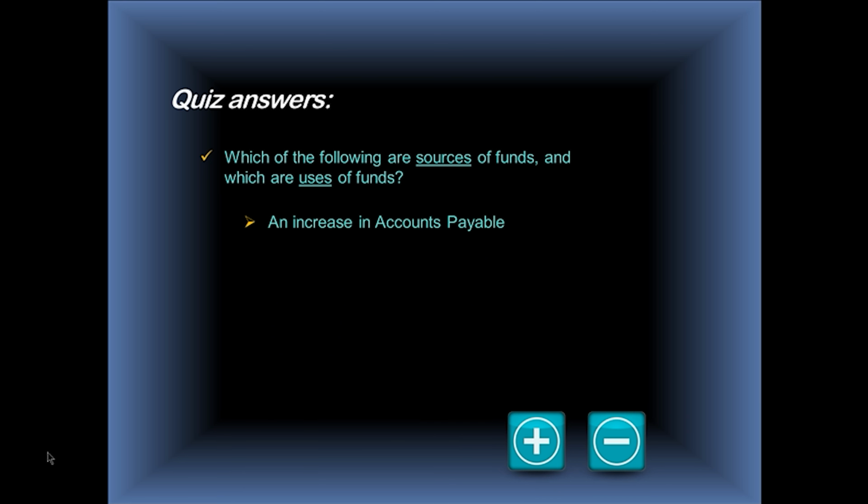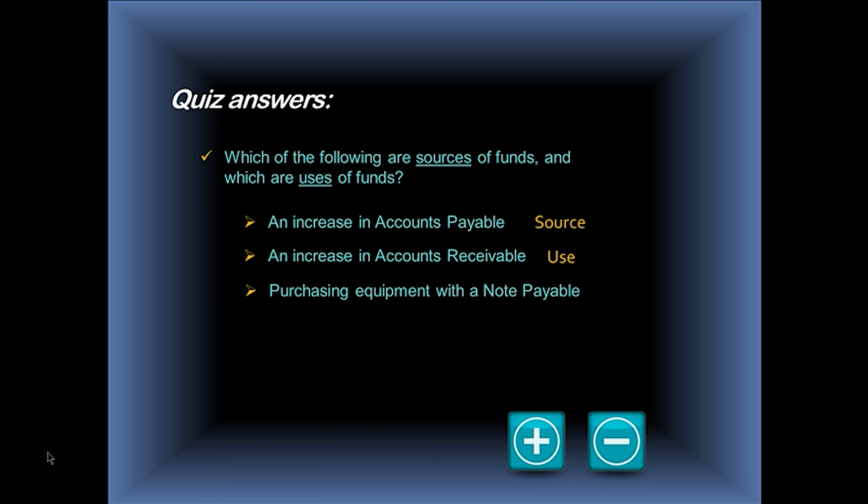So our quiz answers are: an increase in accounts payable would represent a source of funds for you because you're acquiring something but not actually having any cash go out the door. An increase in accounts receivable would be a use of funds because you're actually financing someone else's activities. Purchasing equipment with a note payable ends up being both a source and a use of funds. The source is you're borrowing money on a note that's going to be payable, but you're also purchasing equipment, which is a use of the funds that you are borrowing.